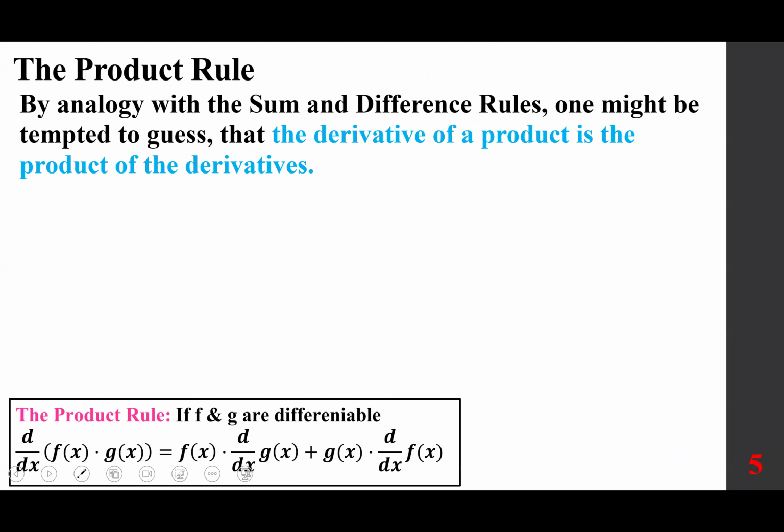And now, the product rule. By analogy with the sum and difference rules, one may be under the assumption that the derivative of a product is the product of the derivatives, which is not the case. Let's look at a couple of simple examples.